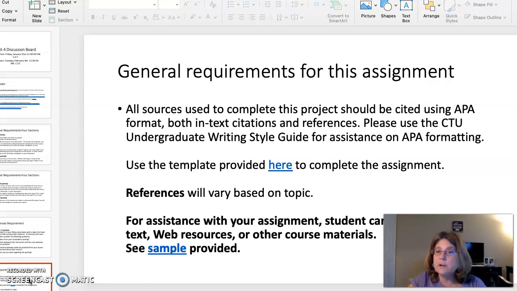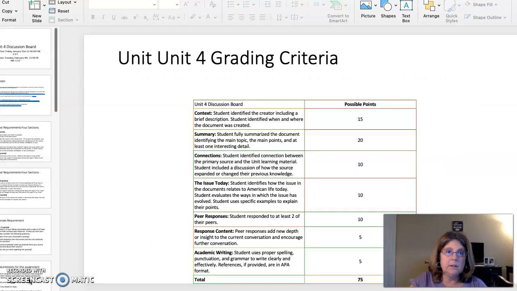The Writing Center is wonderful. One of my first announcements was about the Writing Center. Check it out if you're having issues with APA.